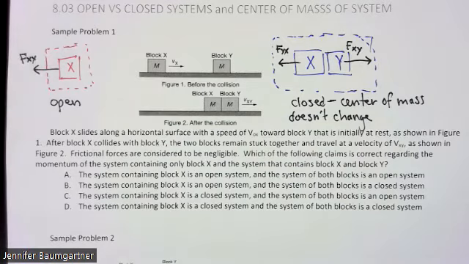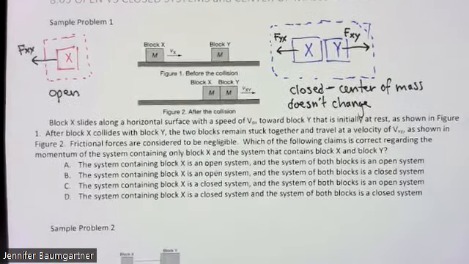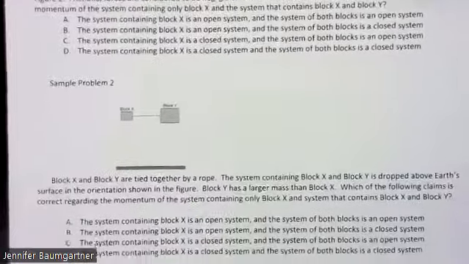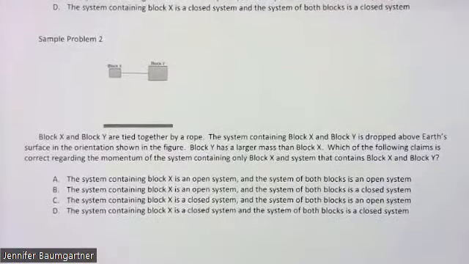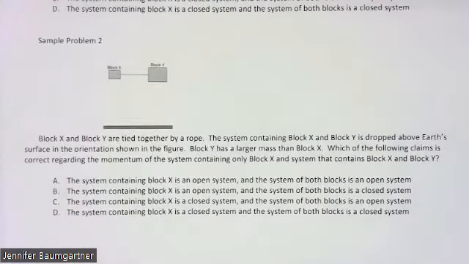All right, let's look at another sample problem. I'm just going to slide my camera down. All right, here we go. We have block X and block Y tied together by a rope. The system containing block X and block Y is dropped above Earth's surface in the orientation shown in the figure. Block Y has a larger mass than block X. Which of the following claims is correct regarding the momentum of the system containing only block X and the system that contains block X and block Y?